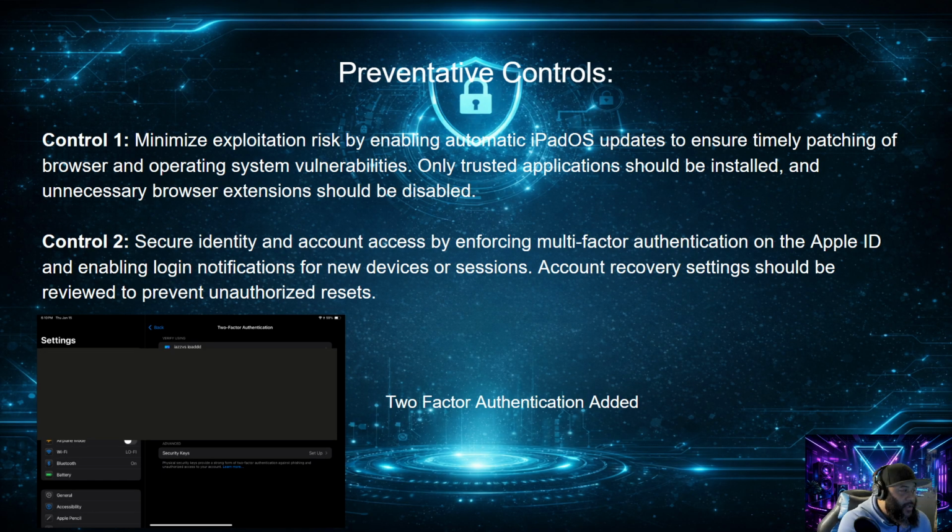All right, preventative controls. Minimize exploitation risk by enabling automatic iPadOS updates. Make sure your automatic updates are turned on on your iPad. Sometimes, if you leave it on the charger at night, it'll absolutely update on its own. So make sure that is activated on your phone. Secure identity account access by enforcing MFA. If you have multiple Apple devices, make sure that they are used to log into your device. If you have an Apple Watch, make sure that is secure. If you have an iPhone, make sure that is secure, but add it as a form of MFA to be able to sign in and log into your device, just in case you need to reset your credentials.